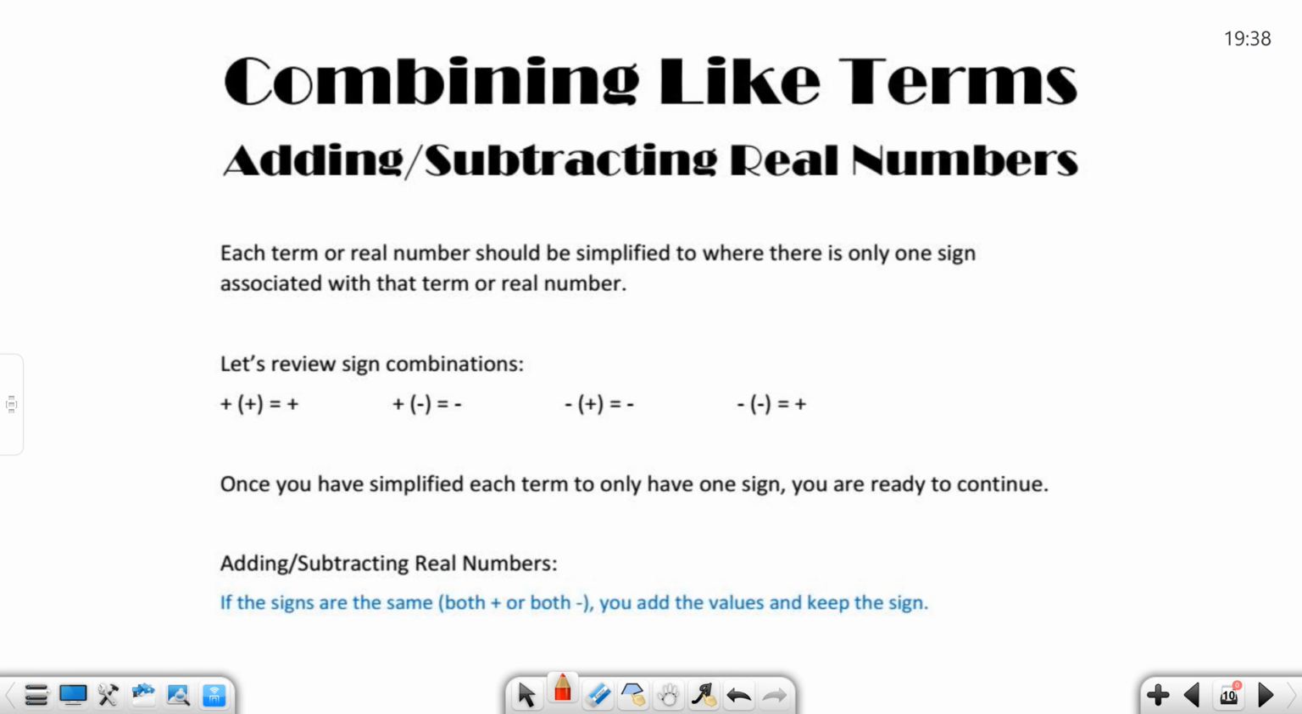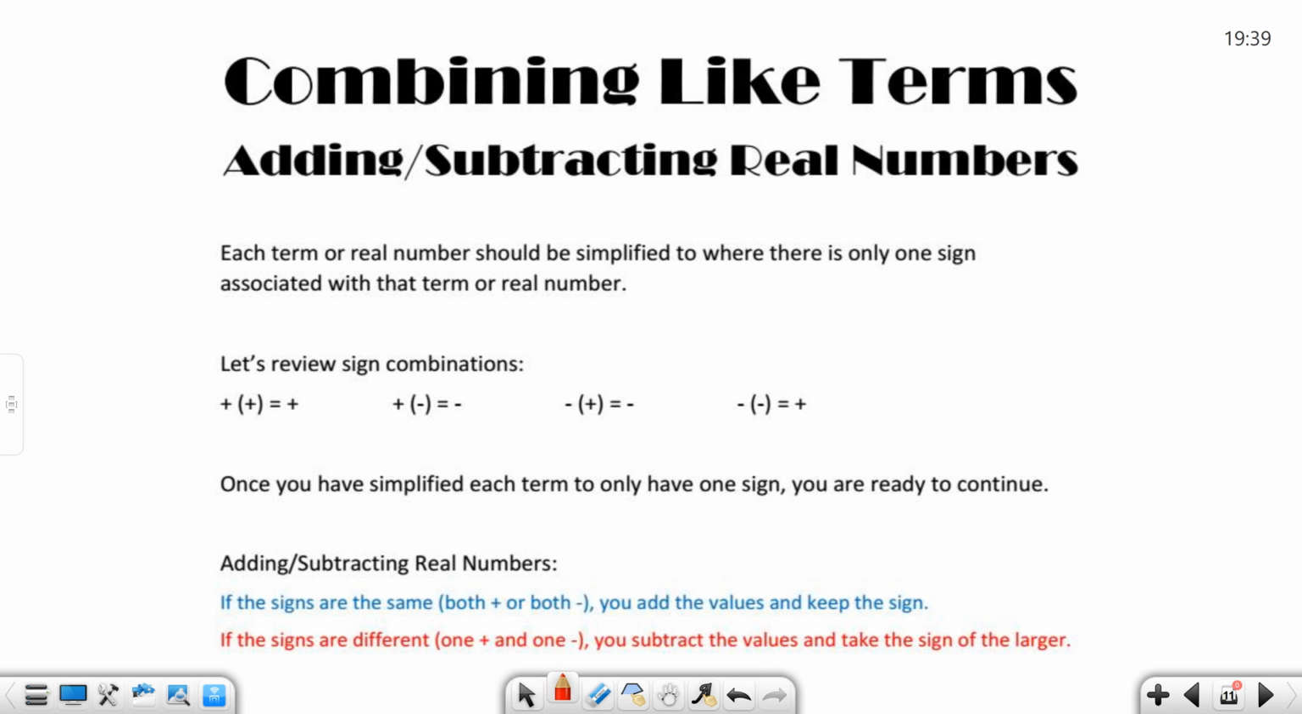If the signs are the same, meaning they're both positive or both negative, you add the values and keep the sign. When I say the values, I'm talking about absolute value, where you don't worry about the sign. Like if you have negative 7 and negative 8, they're both negative, so you add 7 and 8, that's 15, and keep it negative. So if they're both the same, both positive or both negative, then you add the values and keep the sign. If they are different signs, one is positive and one is negative, it doesn't matter which one, you subtract the values and keep the sign of the larger one.